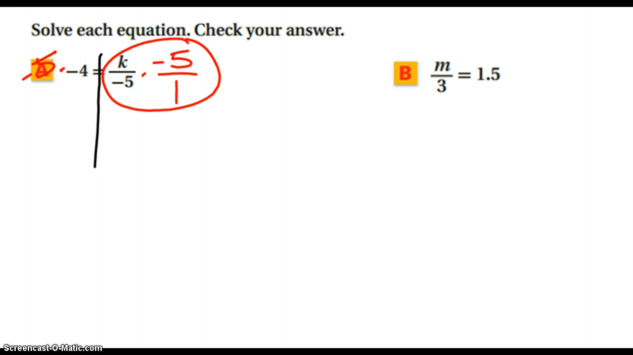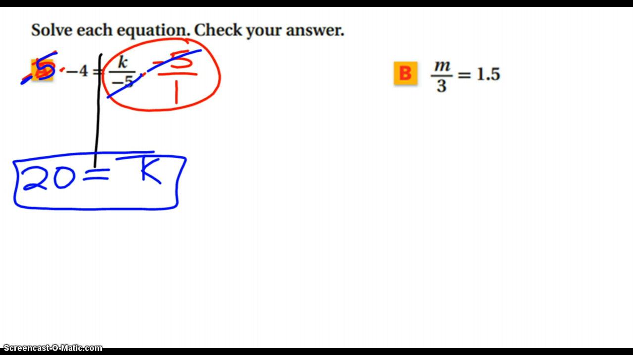Now that's why we multiply when a variable is being divided by something, to get rid of it. You won't have to show that every time, but if you multiply by -5, it cancels out with the division by -5, and we're left with k on this side. But like I said, we also have to multiply this side by -5 as well to keep that equality. So we have -4 times -5, which gives me a +20, and that should be our answer. We can check: 20 divided by -5 does come out to -4, so it all works out nicely.